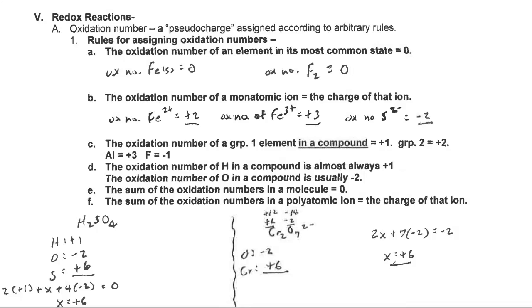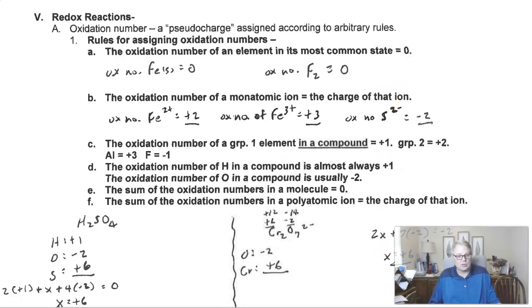All right, rule number 2. The oxidation number of a monatomic ion, a one-atom ion, is equal to the charge of that ion. So whatever that ion's charge is, that's what the oxidation number is. For example, here is an iron 2+ ion. The oxidation number of the Fe2+ ion would be +2, because that's what the charge is. If I had an iron 3+ ion, the oxidation number would be +3.